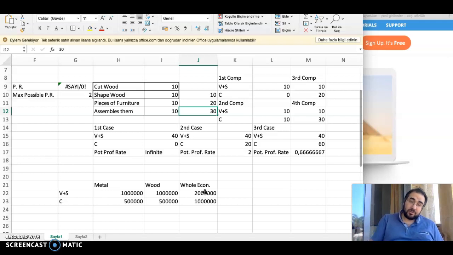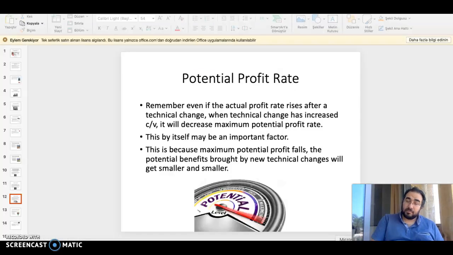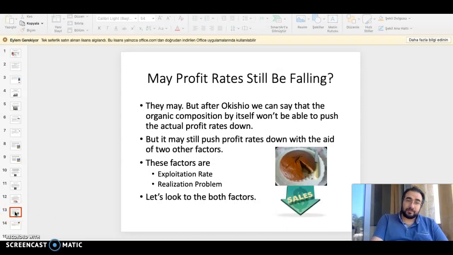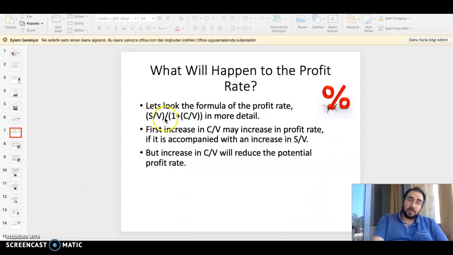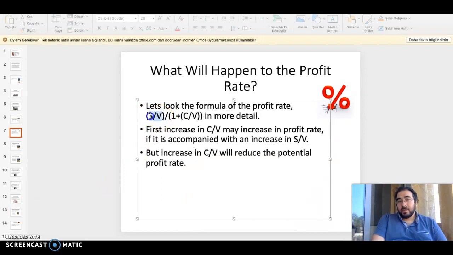Now we can turn to the other point. Is this detrimental? Is this problematic for the economic system? Well, Marx argues, let's talk about this. Profit rate consists of C over V and S over V. Increase in C over V certainly decreases the maximum amount of profit rate, the maximum that is attainable. What it does for the actual profit rate depends also on the exploitation rate.